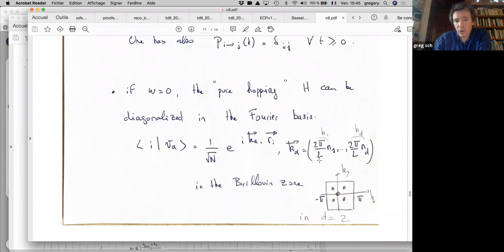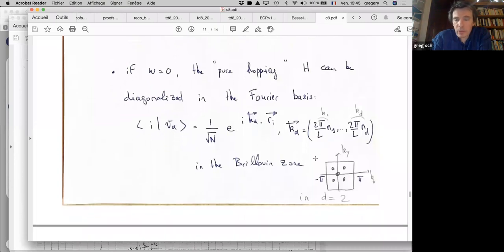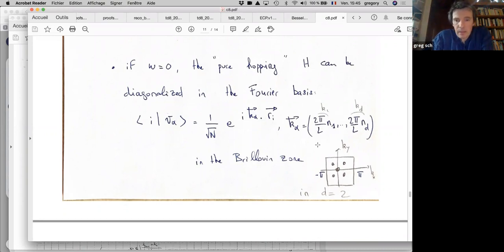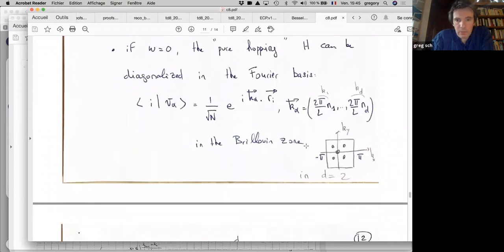L is the number of sites here. It's not n, it's L here. Oh, sorry, no. What I'm saying is that in this case, L is the length of the system, the linear extension, the linear dimension. Okay, very good.